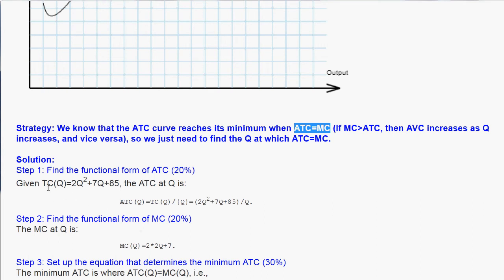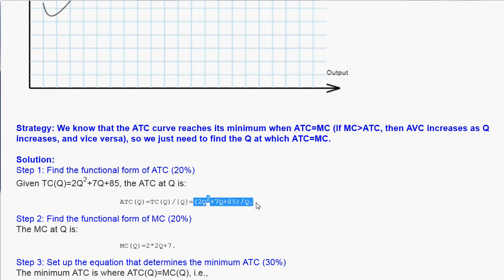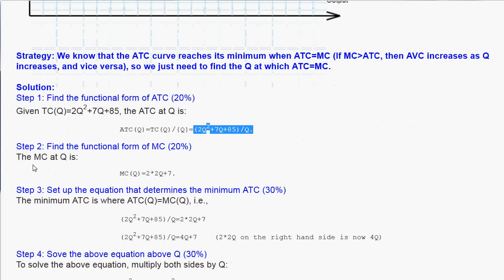Let's look at the ATC. Given the total cost function, the ATC at Q is equal to total cost divided by Q. This should be Q, no braces. So that's the ATC. We don't know the exact value of ATC at this point. That's fine. Now let's look at MC.